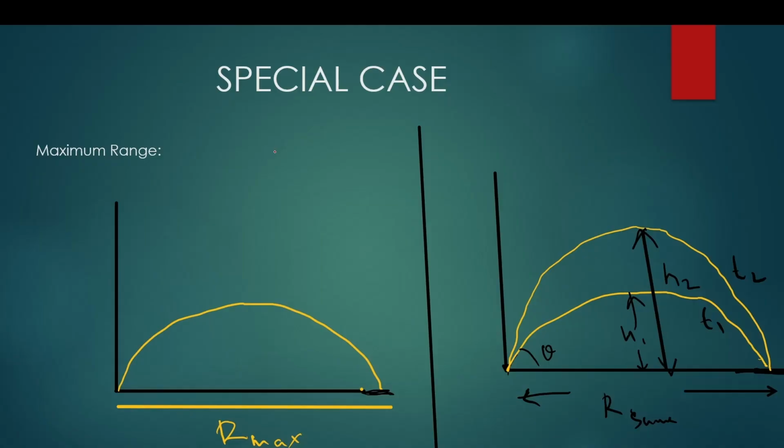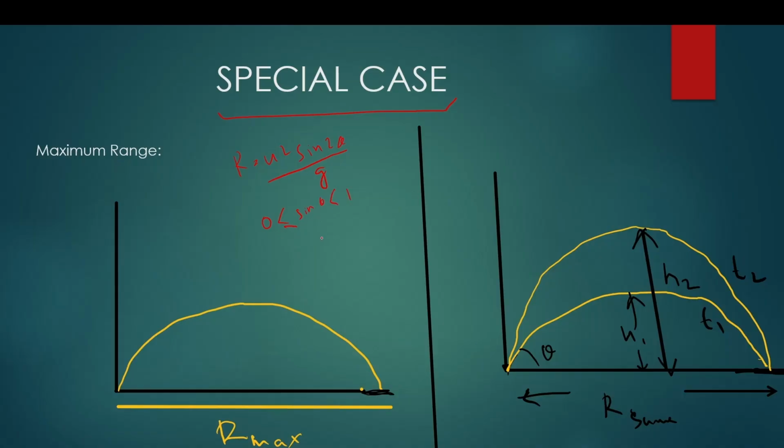So now the special cases, we will do some special cases. So what is the maximum range? We know that R equal to u square sin 2 theta upon g. The range will depend on sin 2 theta, since u square and g are constant. And what is the angle for which the maximum range will happen? Sin theta is in this range.